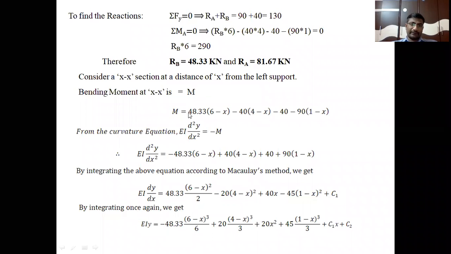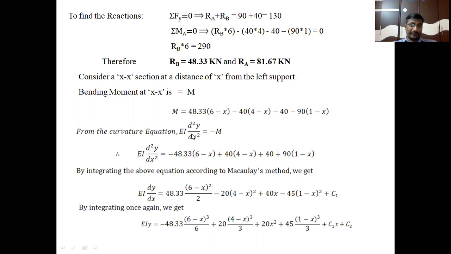So this bending moment is RB into 6 minus X. The RB value is 48.33, which is positive, anti-clockwise. Minus 40 into 4 minus X, which is the load acting on the beam at point D. Minus 40: 40 is the couple developed at point D. You should not multiply the distance with this couple. You simply have to write the couple; if it is clockwise, minus, and if it is anti-clockwise, positive. Here the couple developing at point D is clockwise, therefore I am taking the minus. Minus 90 into 1 minus X. This is the bending moment at XX equation.